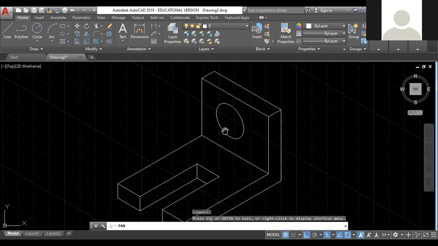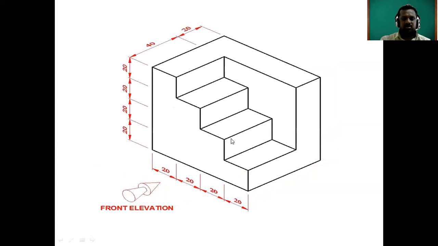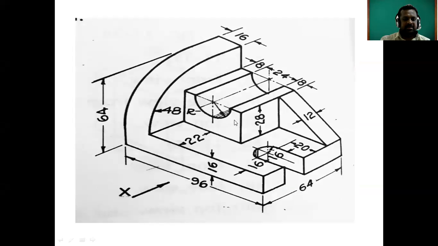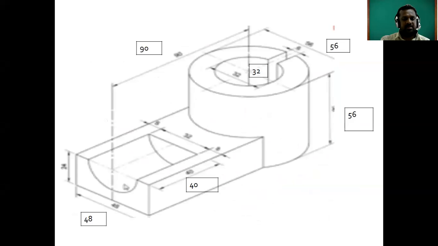We have a number of isometric figures, you can see. In the next lecture we will try to cover this figure, then this complicated figure, again this figure, and this figure. In tomorrow's lecture we will try to cover all the figures. So for today that much is sufficient.